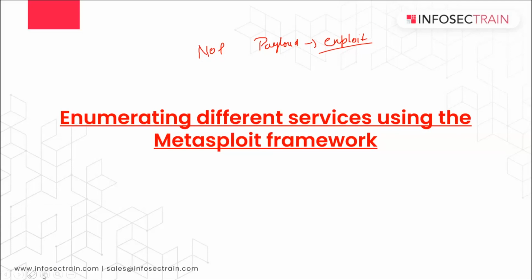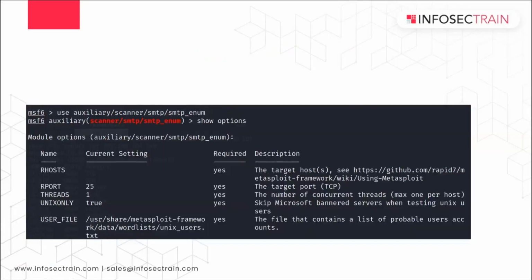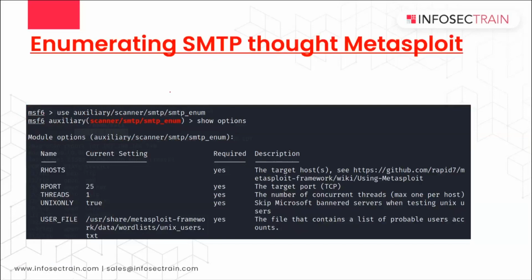Now there is going to be enumerating different services. First of all, we have the Metasploit framework, like you can see. We are going ahead and enumerating SMTP services. If you want to do that, you can find the SMTP enum module in the auxiliaries. So search for something like SMTP enum, and then I will be showing you why this is happening.